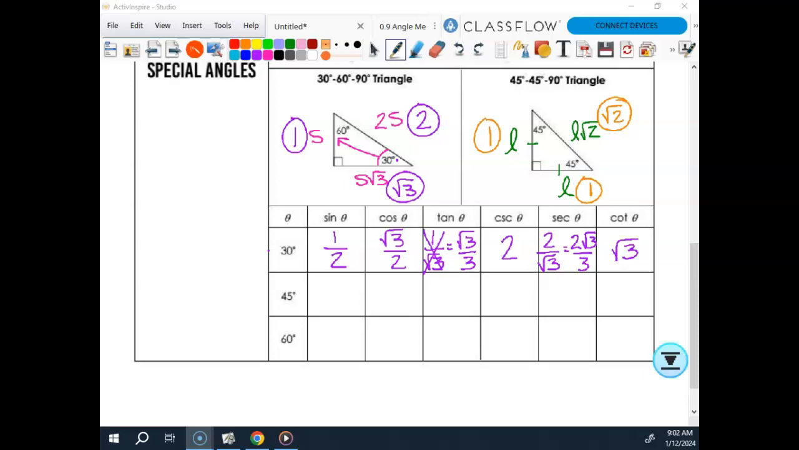So I purposefully didn't write opposite, hypotenuse, and whatnot on here because we're about to change. So when we did 30, this was the opposite side, this was the adjacent side, right? But now we're doing 60, and those change. Now this is the opposite side, this is the adjacent side, right?